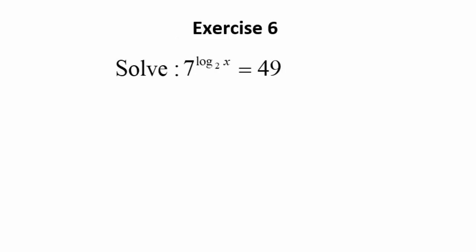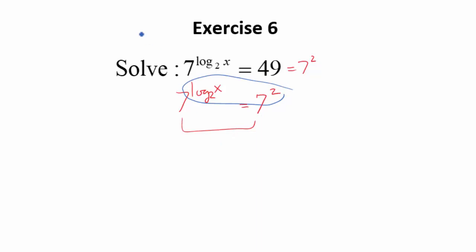So you've got 7 raised to the log of x to the base 2. Remember, we can't drop the x here because that's not 7 right there. But what we're doing is you want to make sure you have the same base. So 7, well, how do you write 49? That's 7 squared, see? Okay, now we can drop the bases and equate them to each other. So now we're going to equate this to each other. So we'll be getting the log of x to the base 2 is equal to 2.